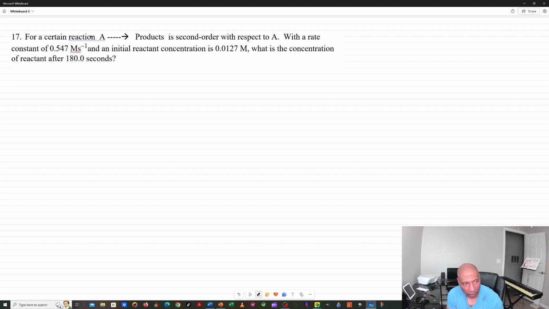So I'm going to write my second order integrated rate law because it's second order with respect to A. The reciprocal of my A concentration at time t is equal to a positive kt plus the reciprocal of my initial A concentration, or A sub 0. So that's my second order integrated rate law. Now all I have to do is plug things in, and of course I'm solving for the concentration of A at time t, so I should have numerical values for everything else.